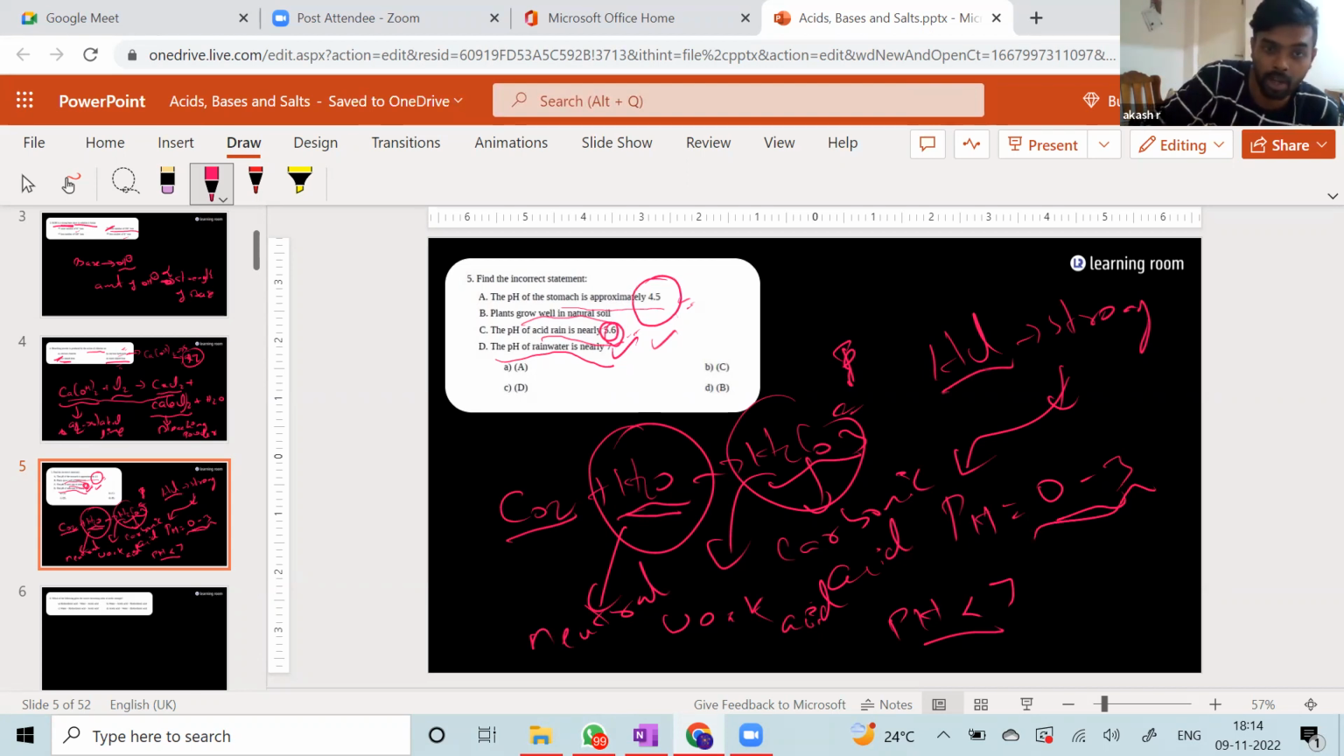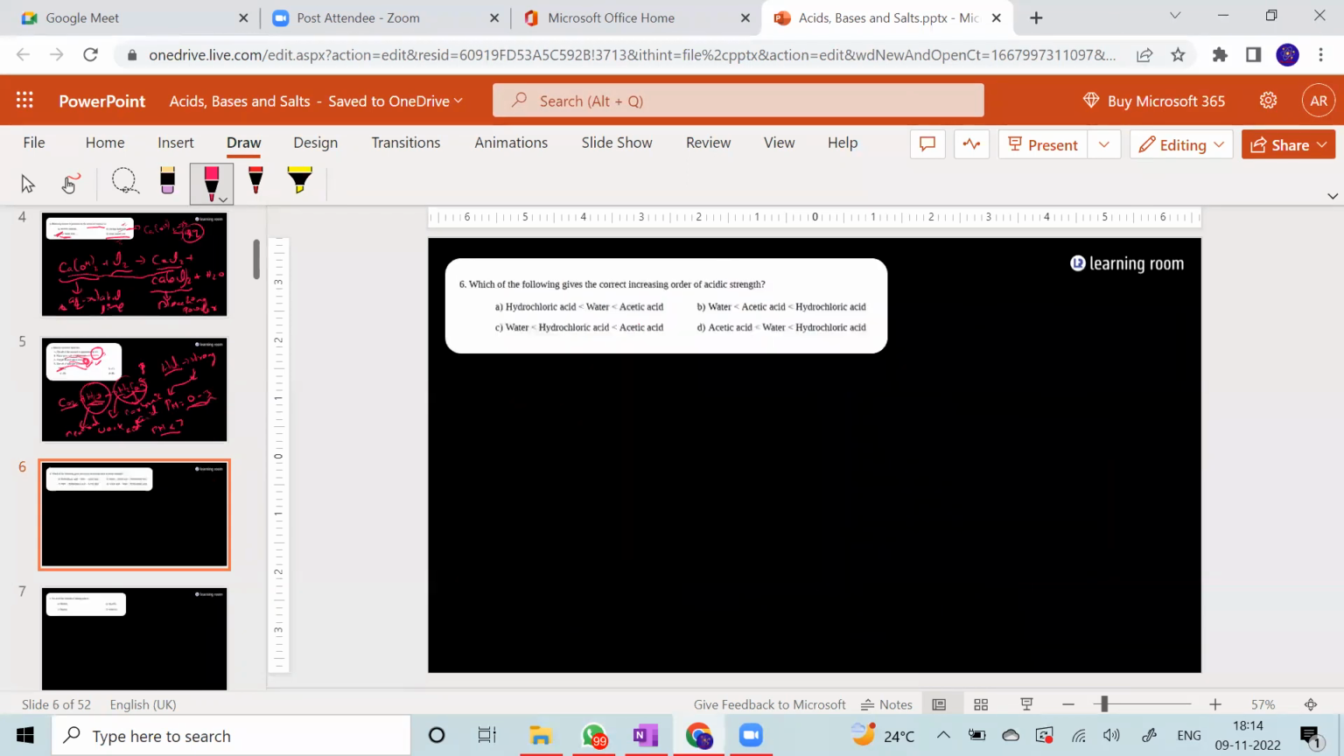Okay, so what is going to be the wrong statement here? The wrong statement is A. Okay, next. Moving on. Which of the following is the correct order of acidic strength of acid?